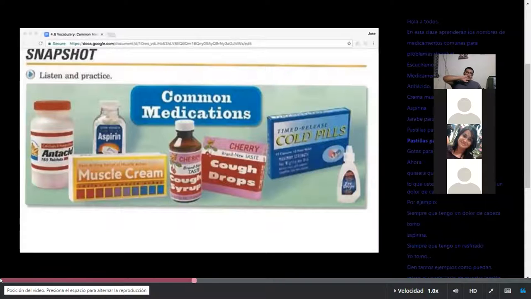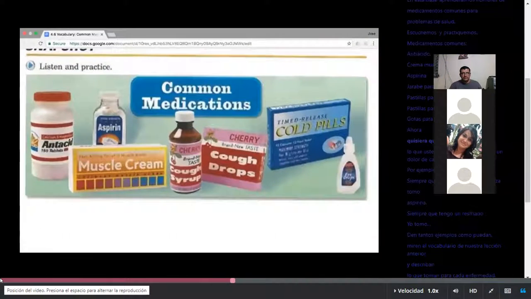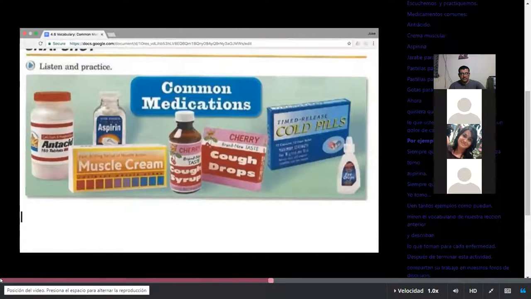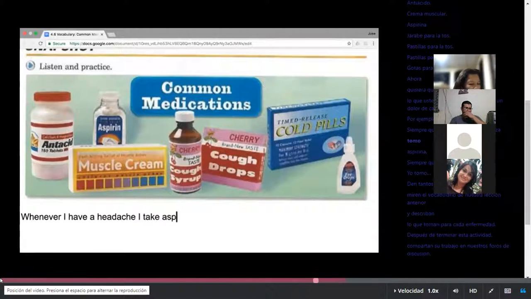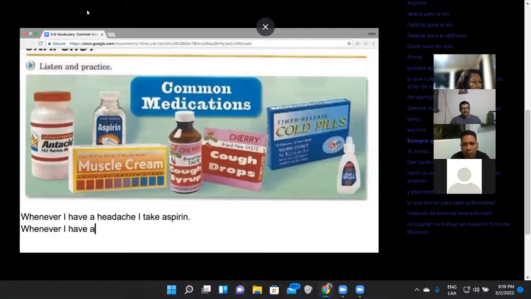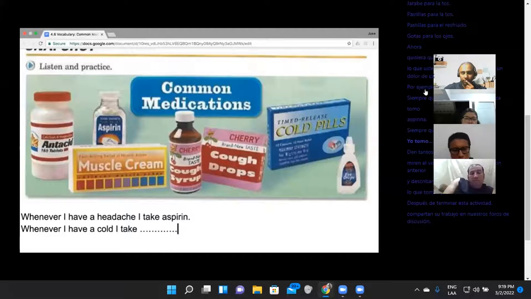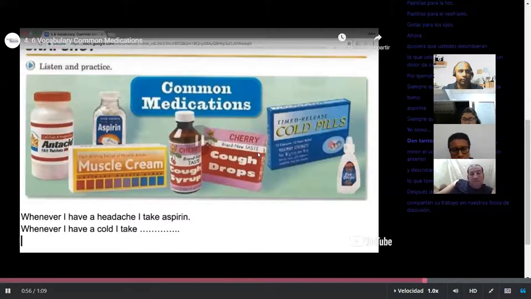Cold pills. Eye drops. Now, I would like for you to describe what you take whenever you have a headache. For example, whenever I have a headache, I take aspirin. Whenever I have a cold, I take... Give as many examples as you can.